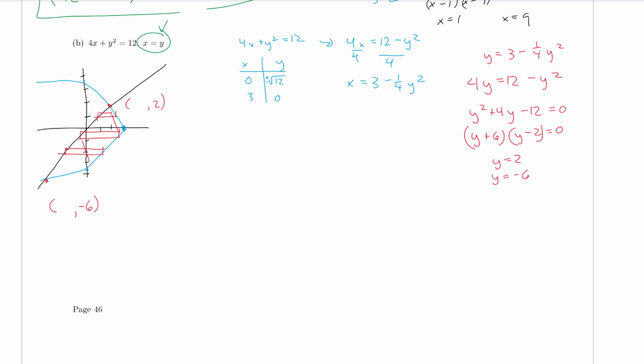I actually don't need to find the x coordinates at all because I'm going to integrate this in terms of y. So now let's go ahead and cook up our integral. We're going to be doing the integral from negative 6 to positive 2. Our right hand endpoints are going to be determined by this quadratic function, 3 minus 1/4 y squared. And our left hand endpoints are going to be determined by the function y equals x. And then we're going to be integrating in terms of dy.